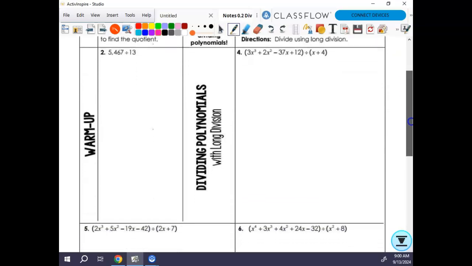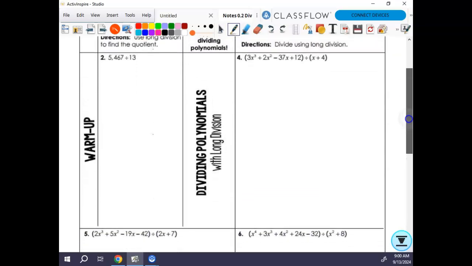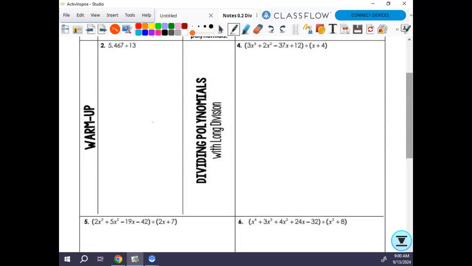So we're going to start by going back in the Wayback Machine to when you divided numbers, like what you started to learn in elementary school, because I want to talk about the process. All right. So if I have 5,467 and I want to divide it by 13, chances are pretty good you're not doing that in your head. So we're going to put 13 on the outside of the little house, and on the inside of the little house, 5,467. Right?